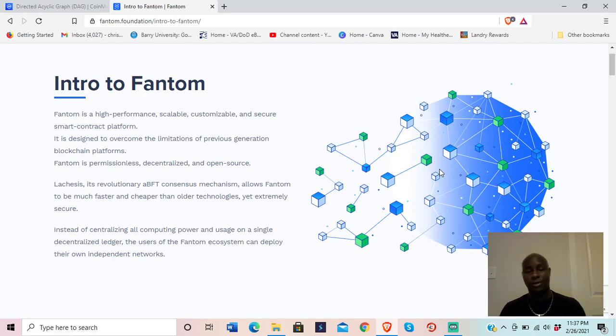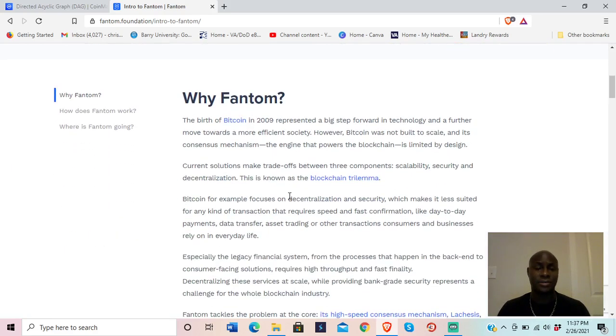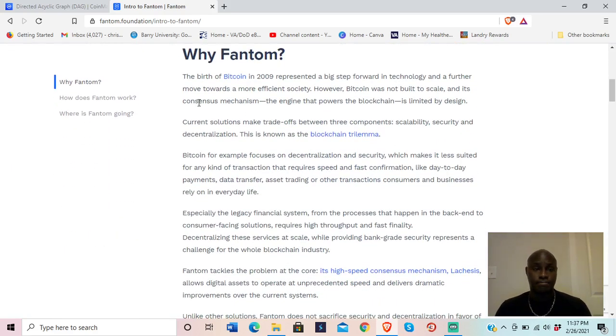And not all technology is the same. Sometimes you do want things to be more centralized. It just depends on what country you're in, what government is going to be using it, and how the citizens are going to be using it. So, again, I believe that this is a great project. Excuse me. So it says, why Fantom? Let's read this real quick.